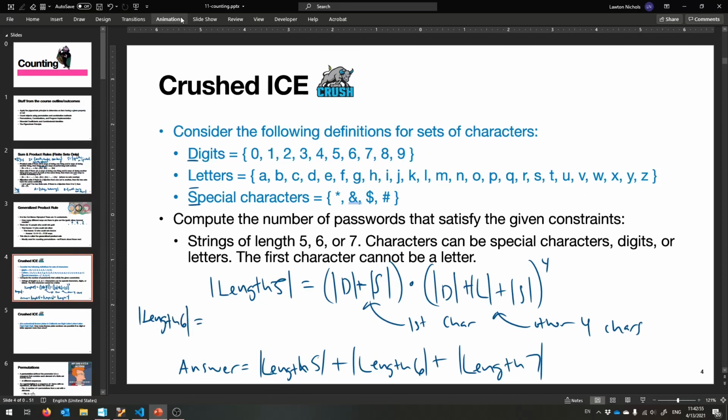Size of length 6 is going to be, again, this, because the first character cannot be a letter. It can be either a digit or a special character. And then you have the rest of the characters, and there's 5 left because it's length 6. You already picked the first one. Figure out how to make the other 5 characters. D plus L plus S to the 5. Okay, and I think you can understand what length 7 should be.